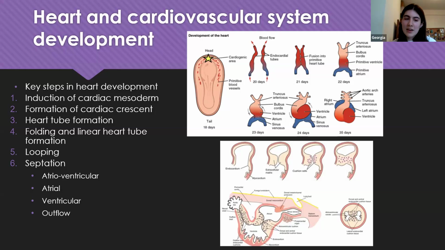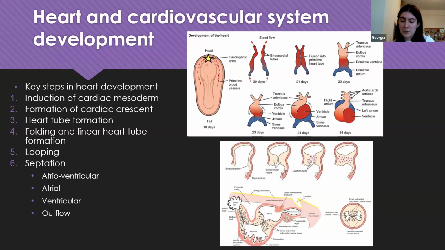The next step depends on, or is reliant on, embryonic folding. So rostral folding brings the developing heart caudally, so it now lies underneath the developing brain. And lateral folding brings this left and right heart tube that have developed separately together, and they fuse in the midline to form one linear heart tube.